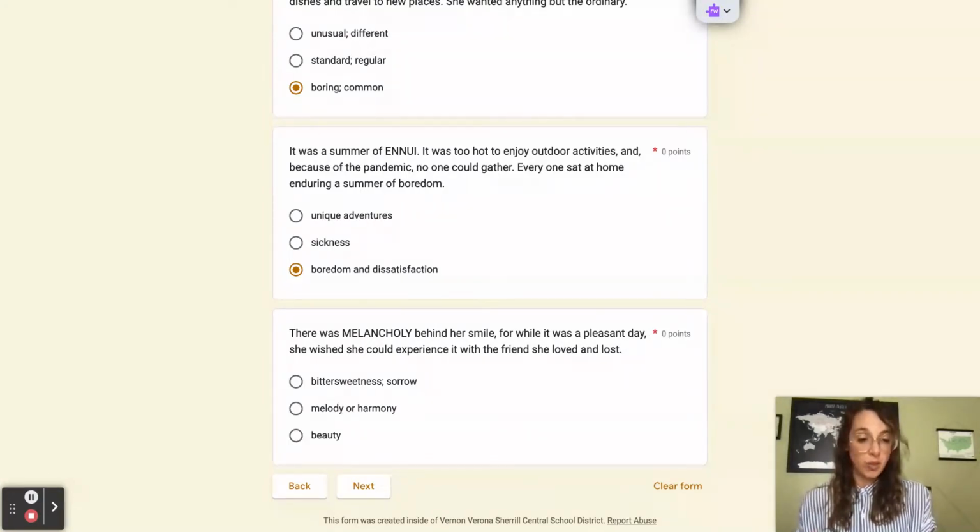That's that she was wishing she could experience it with this friend that she has lost. Now, we don't know if this friend passed away or if they're just not a part of her life anymore. But because she lost the friend who she would like to be enjoying the day with, she can't fully enjoy the day. So while she's smiling, there's a little bit of sadness behind her smile. So the answer is going to be bittersweetness or sorrow. Okay, good luck with your practice.